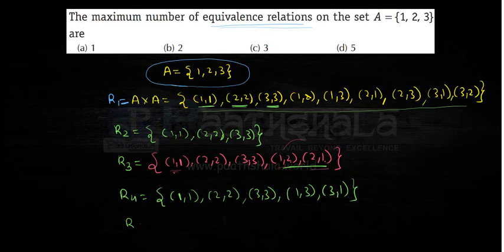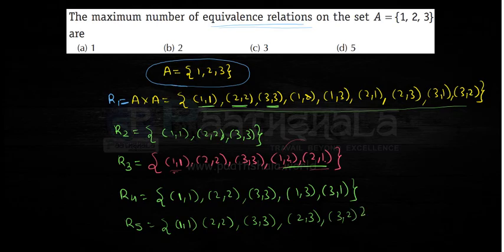Now let's consider another relation. We have considered 1 and 2 together, 1 and 3 together. Now we will consider 2 and 3 together. So we will get (1,1), (2,2), (3,3), and we consider 2 and 3 together, so it is (2,3) and (3,2). So it is also transitive, reflexive and symmetric. We can see (2,3) and (3,2) are there, hence it is symmetric. And (2,2) is also there, hence it is transitive.